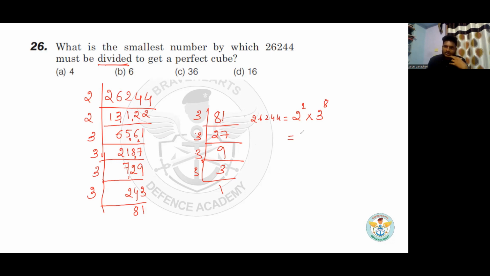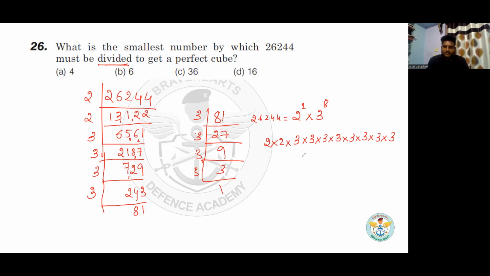What numbers will we take out? We will take out 2 square because it is extra. If it was 2 raised to 4, we could have taken something else. But here, whatever we have discussed in the last class, we'll use the same method. Okay, so the method was 2 into 2 and 3 should be written 8 times.